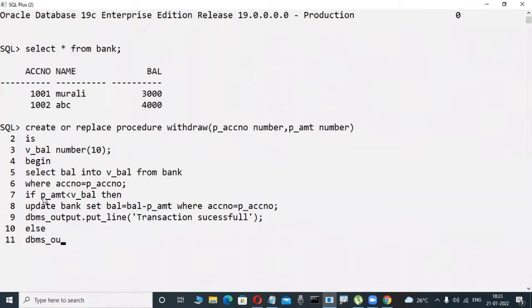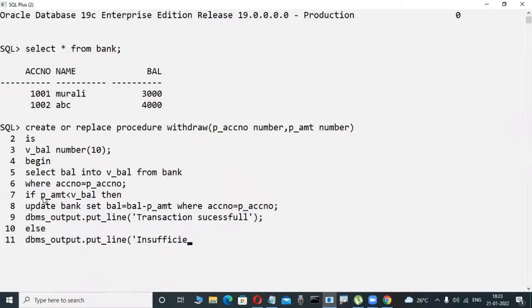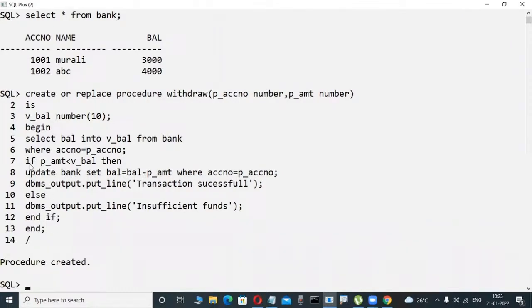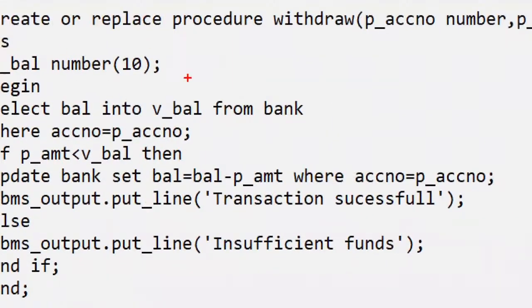Now check it out here. Else, insufficient funds. Okay, some codings are there. This is not a difficult coding, take it easy. Now check it out, for example, we are writing a procedure. Observe it here, some coding I'm writing. This is not a difficult coding, very easy coding.